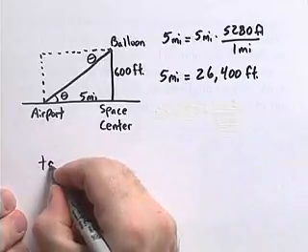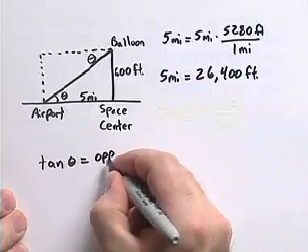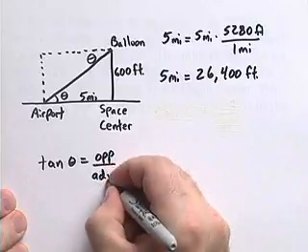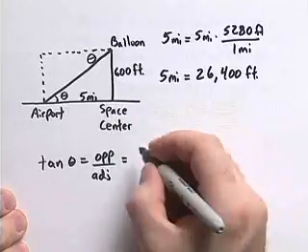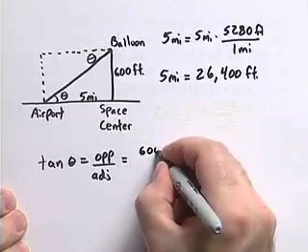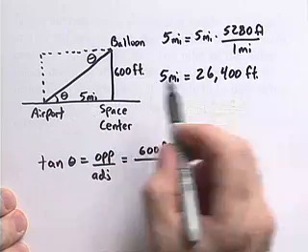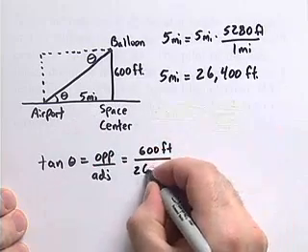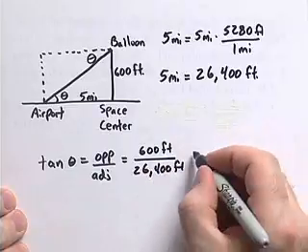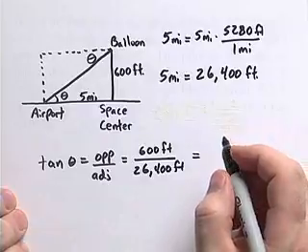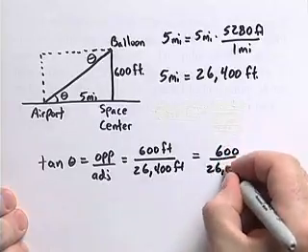We know that the tangent of theta is equal to the opposite side over the adjacent side. In this situation, the opposite side will be 600 feet. And the adjacent side, remember we had 5 miles, which we changed to 26,400 feet. And so we'll have that the tangent of theta is just equal to 600 over 26,400.